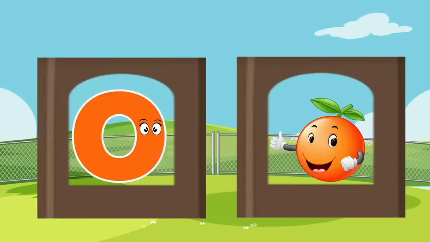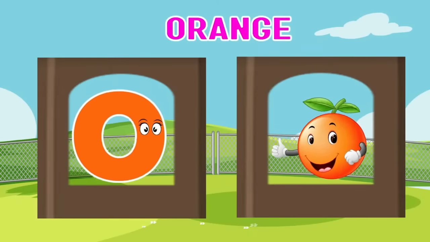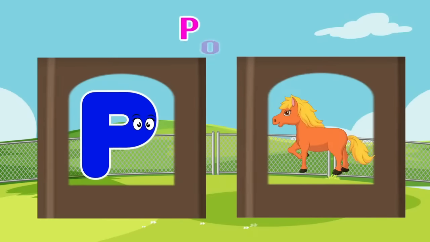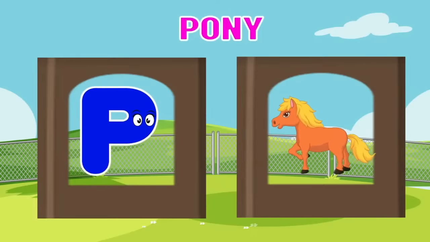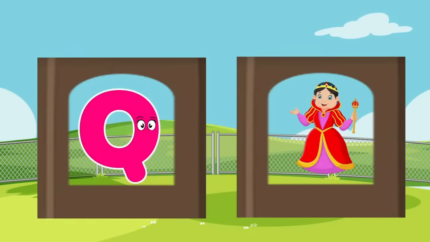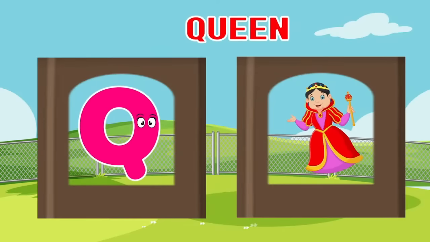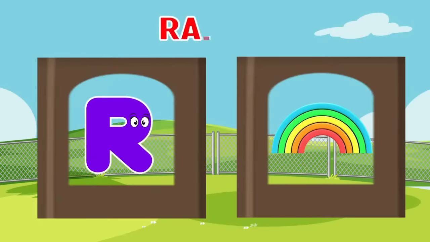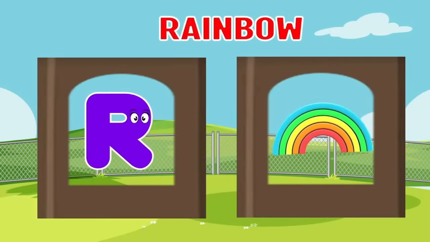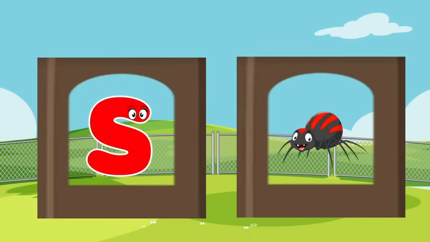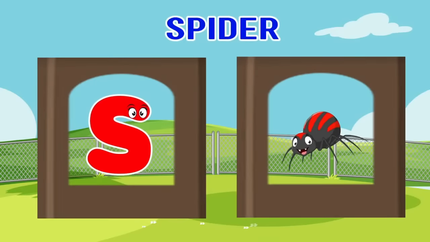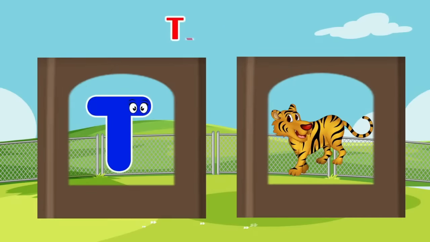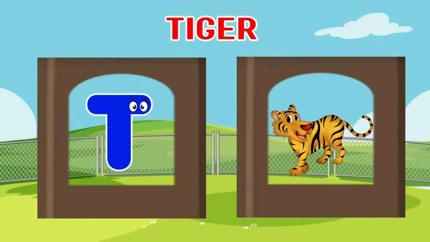O is for orange. P is for pony. Q is for queen. R is for rainbow. S is for spider. T is for tiger.